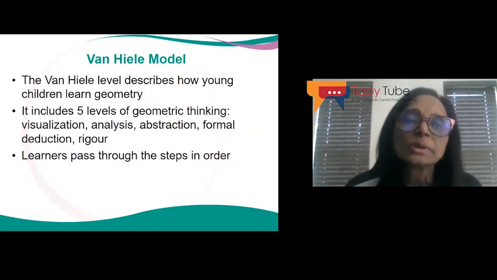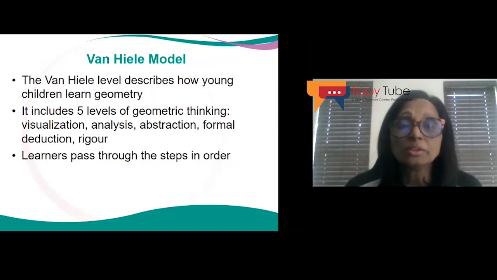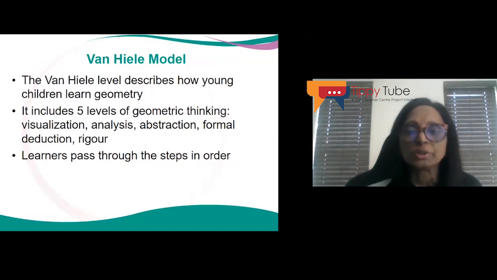Right, now let us look at what is the Van Hiele model. The Van Hiele model describes how young children learn geometry. It includes 5 levels of geometric thinking: visualization, analysis, abstraction, formal deduction, and rigor. Learners pass through the steps in order. In the early grades, you will use the first 2 levels of geometric thinking.